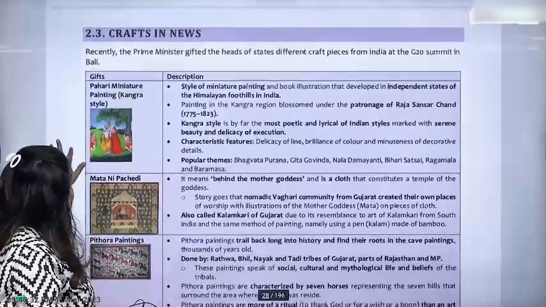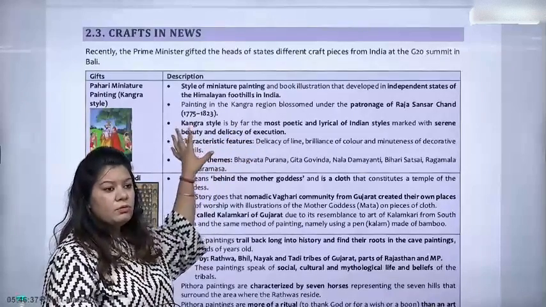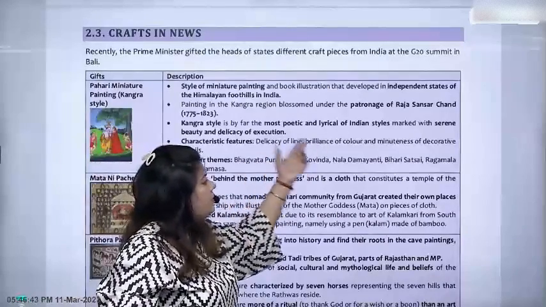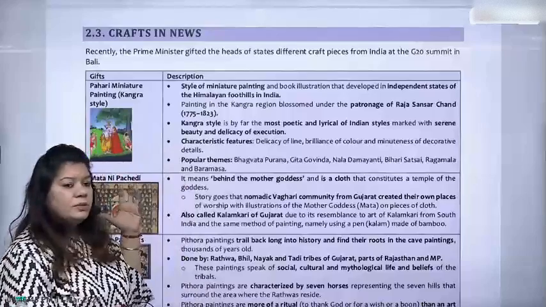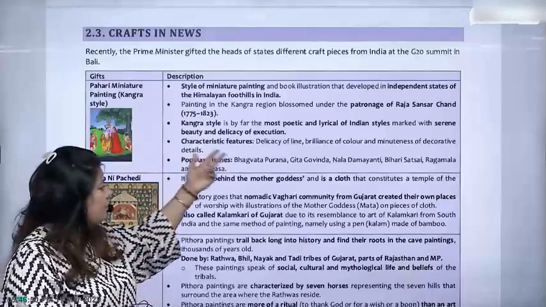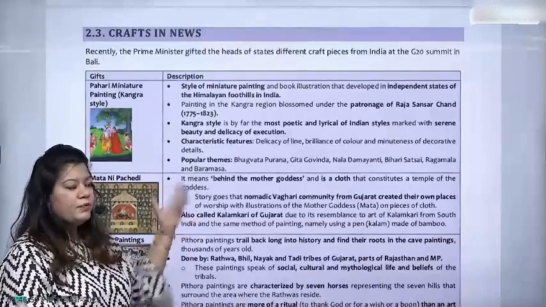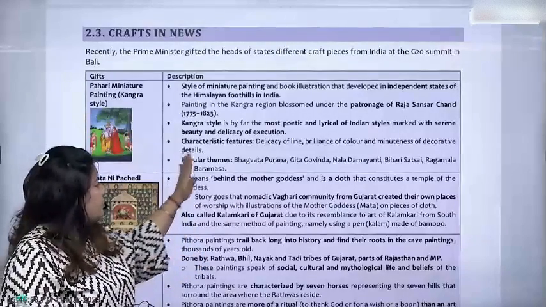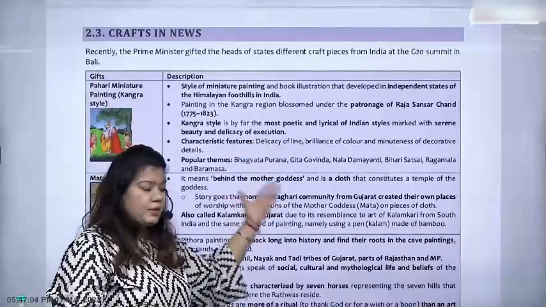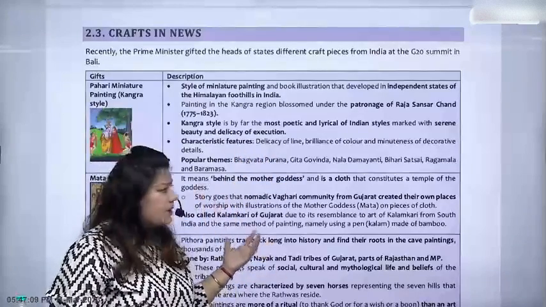Among the Pahari school, there is the Kangra style of painting, right? Now the king under whose reign this Kangra style of painting blossomed was Raja Sansar Chand, right? The main characteristic of the Kangra style of painting is its lyrical and poetic characterization of scenes and execution of different characters, right? So if it is poetic and lyrical depiction, then there will be delicacy of lines or more prominence given to the colors, etc.